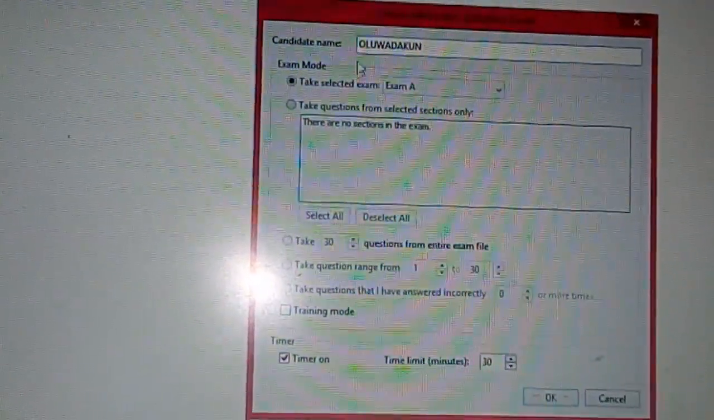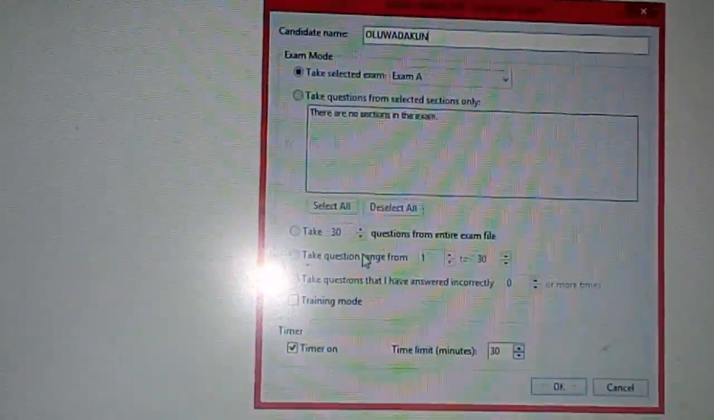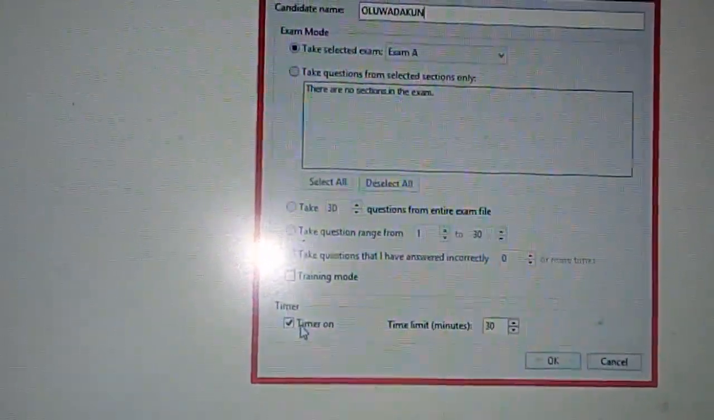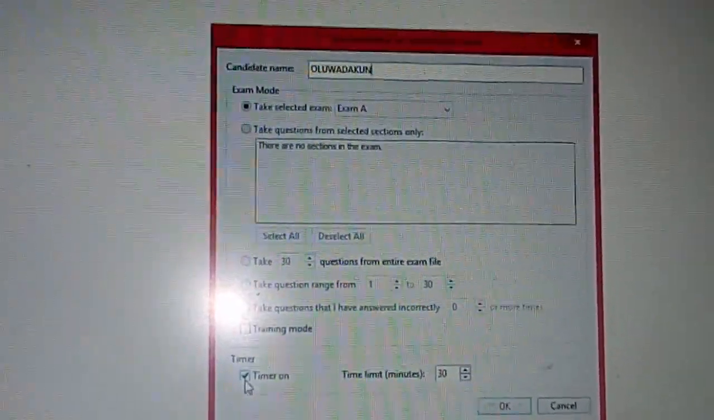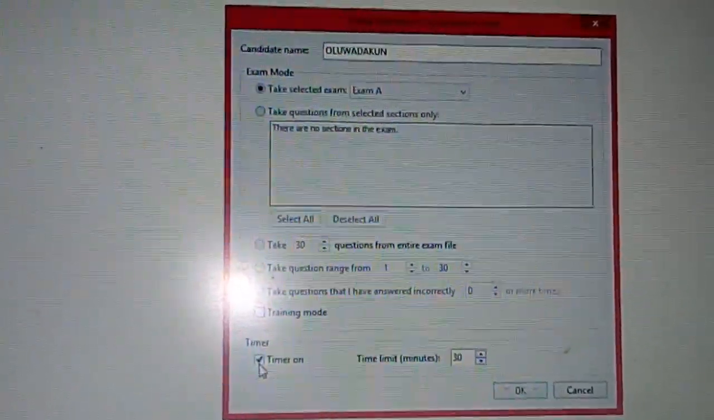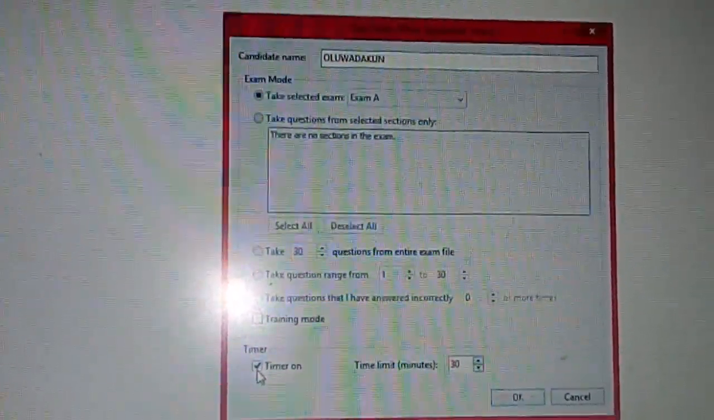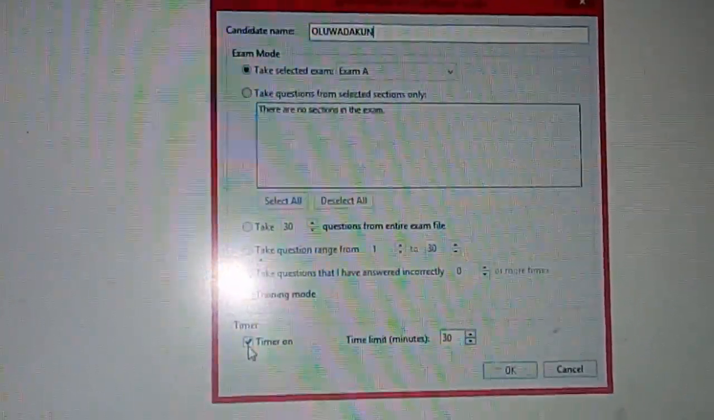There we have the exam mode. We don't need that. We don't need this. Take questions, 30 questions from the entire file. You don't use all of that. Now the timer on here is meant to know if you want the time to be showing or not. But advisably, it is good to make it on so that the person can always see the time as it runs.